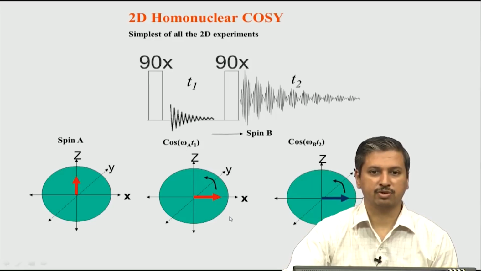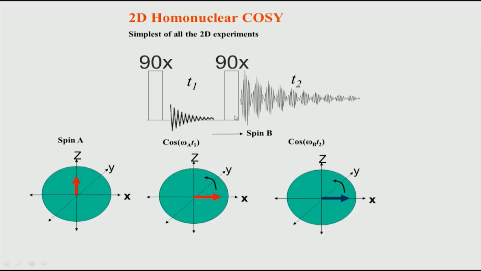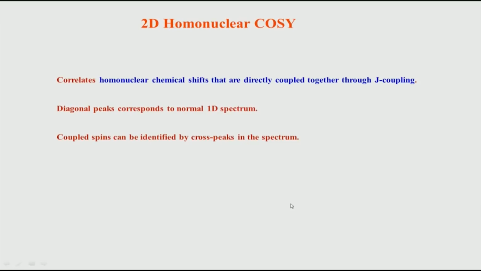Now, you transfer to the second spin B, and the second spin B now gets excited, and that is shown with this bluish arrow. This bluish arrow is now the spin B, and it is now evolving in time. So, this is again a repetition of the general 2D schematic. Now, let us go and see what kind of spectrum we get.